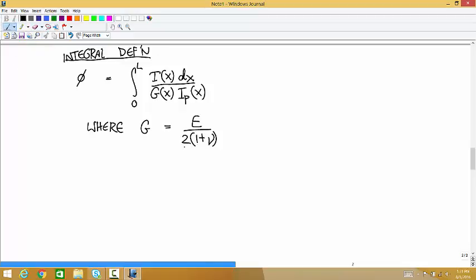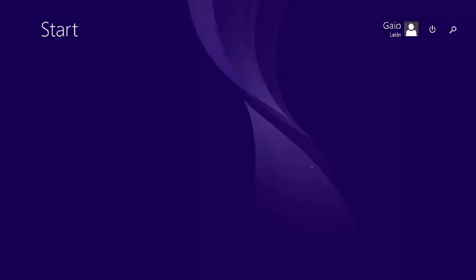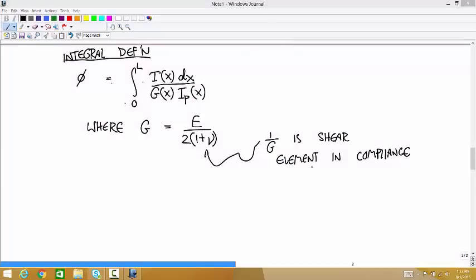You've seen that combination of things before. Do you recognize where that's from? Yeah, that's the reciprocal of the shear terms in the compliance matrix. So 1 over G is the shear element in the compliance matrix. And so we don't see the stiffness matrix as often, but G is the shear element of the stiffness matrix.